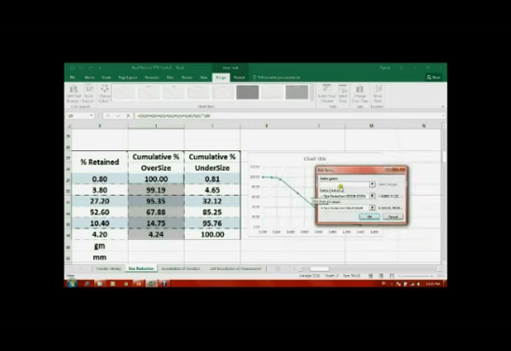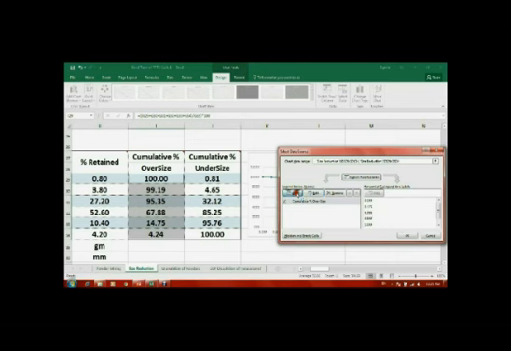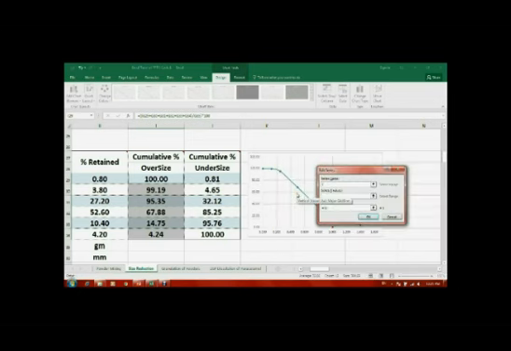But in this curve, you will plot the interval upper limits on the x-axis, and you will select for the y-axis the cumulative percentages under size. Add the chart title and the axis titles.